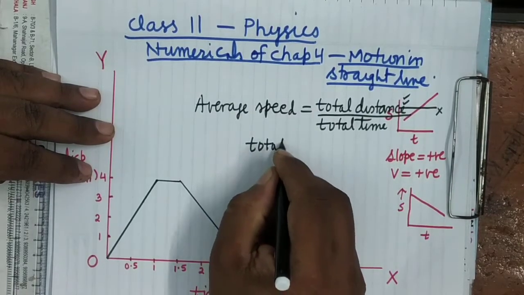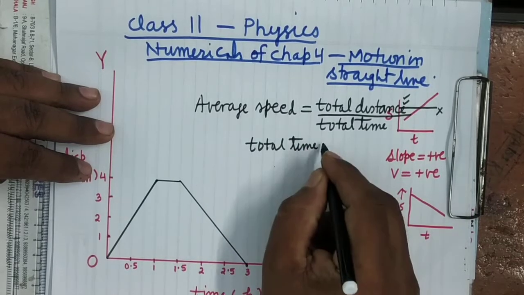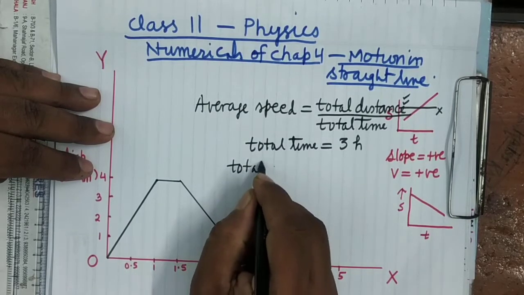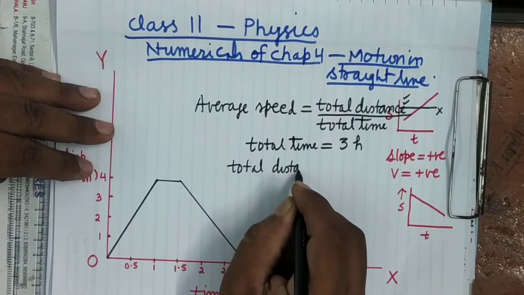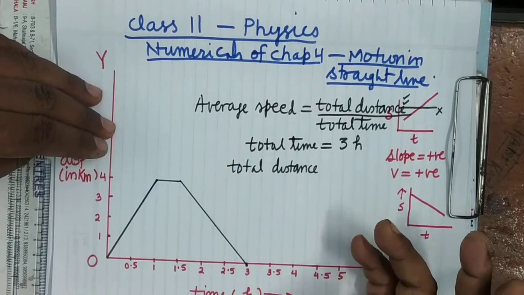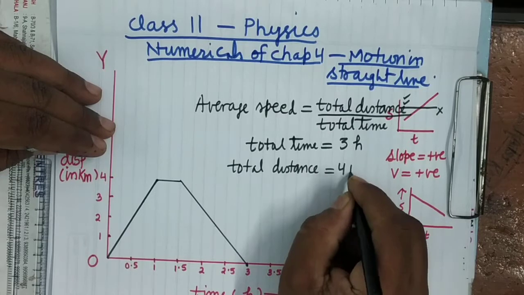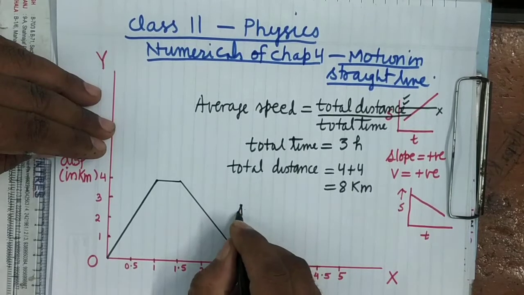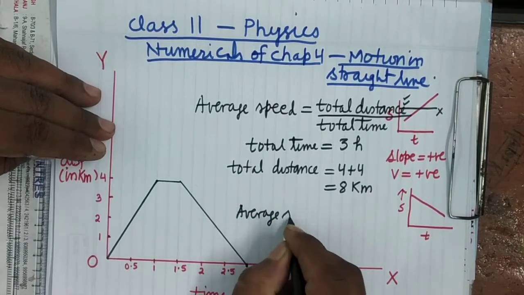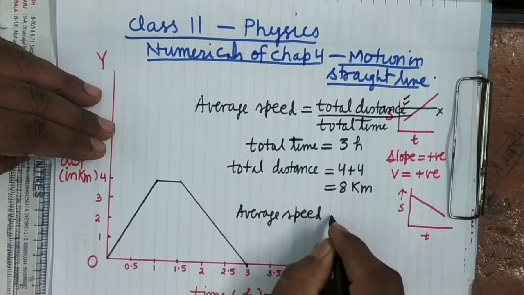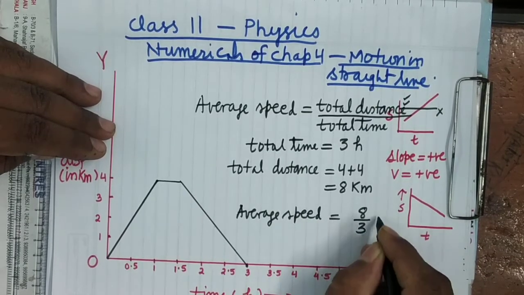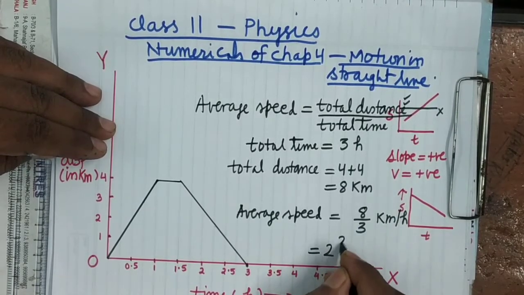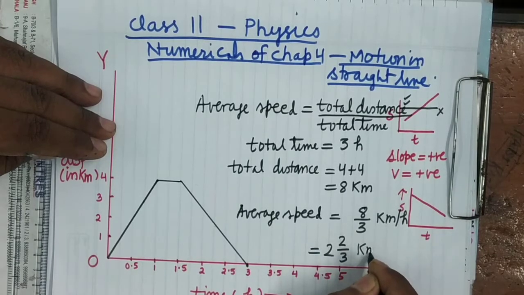Total time is 3 hours. Now what is the total distance? See here, 4 kilometer in going, 4 kilometer in returning. So total distance will be 4 plus 4, that is equal to 8 kilometer. So what will be the average speed? Average speed will be equal to 8 upon 3 kilometer per hour. Is it clear? You can also write this as 2 whole 2 upon 3 kilometer per hour.